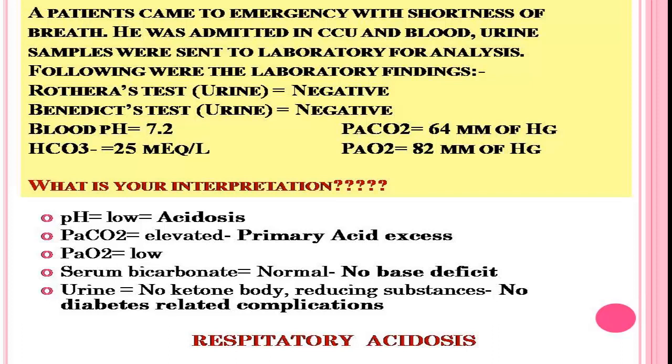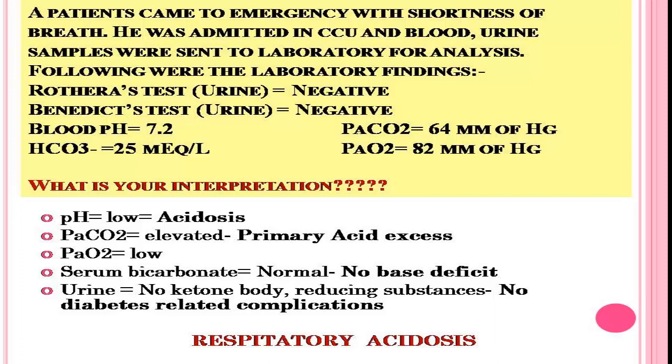And now the last step: look at whether any associated feature or causative or precipitating factor is there or not. What extra information is given here? The Rothera's test of urine is negative. What can we learn from the Rothera's test? It tests for the presence of ketone bodies in the urine, so if it is negative, there is no ketone body in the urine. And the Benedict test for urine is also negative. What can you say when the Benedict test of urine is negative? You can say that there are no reducing substances in the urine.